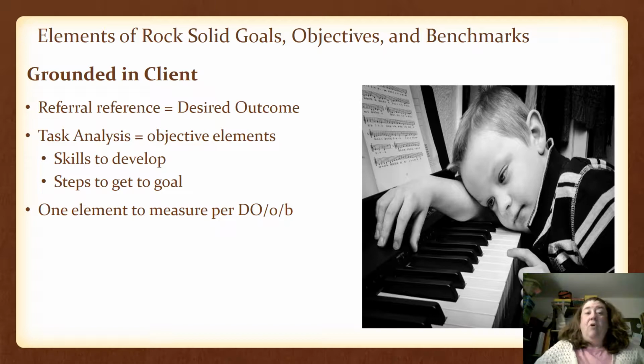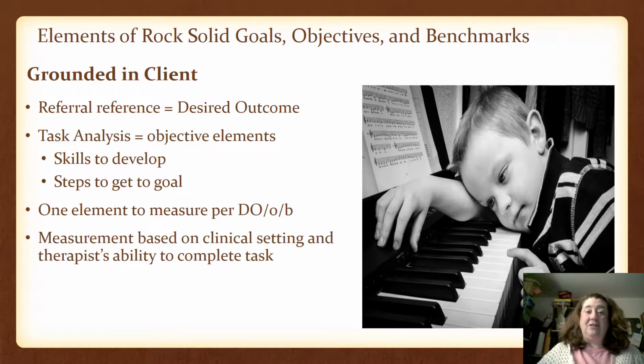We're going to make sure that we're only measuring one thing per objective and benchmark, not 2 or 3 things. Remember our examples from the AMTA professional competencies? Keep that in mind when you're writing your objectives. We're going to have measurement criteria based on our clinical setting as the therapist and our ability to complete the task based on how we are providing treatment. This is very important because you don't want to set yourself up for failure. So think about how you're going to be able to keep data, how you're going to be able to work on this before you write your objectives. So that way you don't find yourself having to scramble.